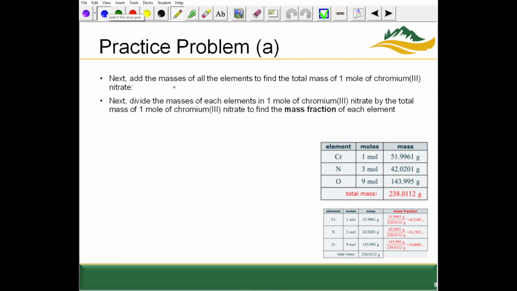So after that, we can add the masses of all the elements to find the total mass of 1 mole of chromium-3 nitrate. So we need the molar mass of the whole compound, but we have the individual components, so we can just use those to add up to get the molecular mass of chromium-3 nitrate. So this 143, for example, was already 9 oxygens, so 9 times 15.99 gave us this. So when we add all these up together, it's already taken into account the subscripts on chromium, nitrogen, and oxygen, how many atoms there were in the molecule. So the total molecular mass for chromium-3 nitrate is here.